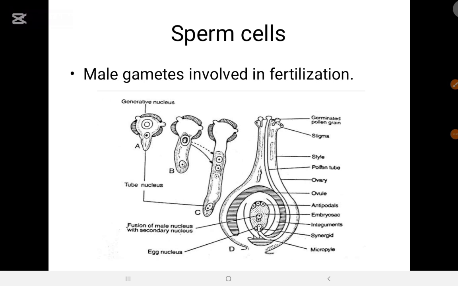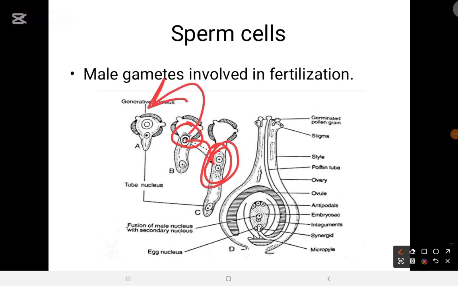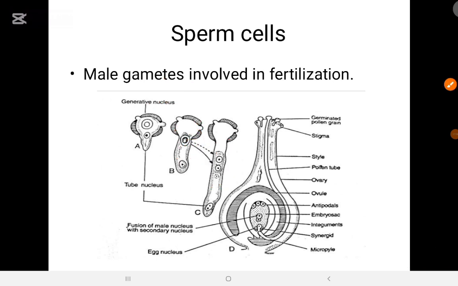Then we have the sperm cells. The sperm cells are the male gametes involved in fertilization. And where do they come from? They come from the generative nucleus. The generative nucleus splits into the sperm cells. Don't forget that. Then the tube nucleus leads the pollen tube.